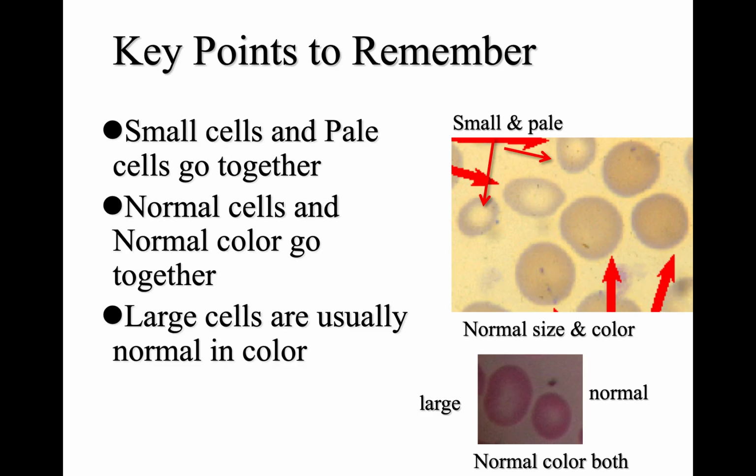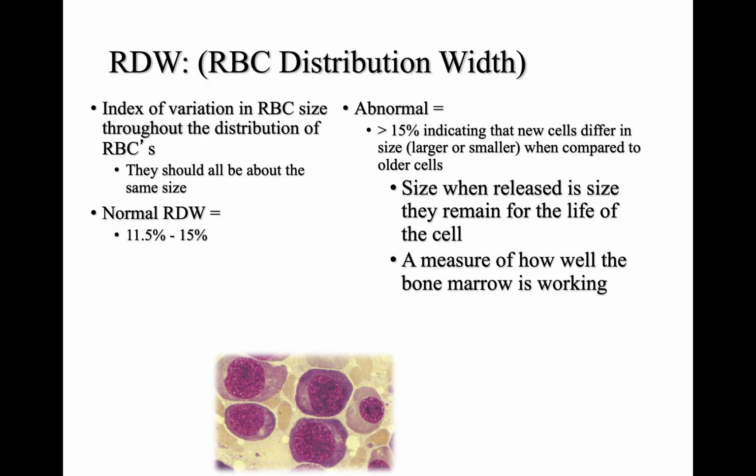Key points to remember: small cells and pale cells usually go together. Normal cells go with normal color. That's what we want. And large cells are usually normal in color. They just can't divide and function like a normal red cell. Our RDW, our red blood cell distribution width, should all be about the same size.